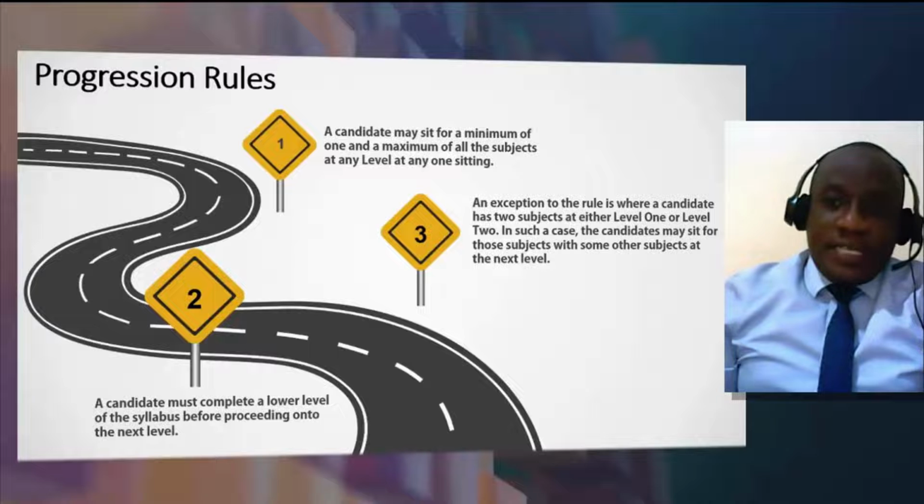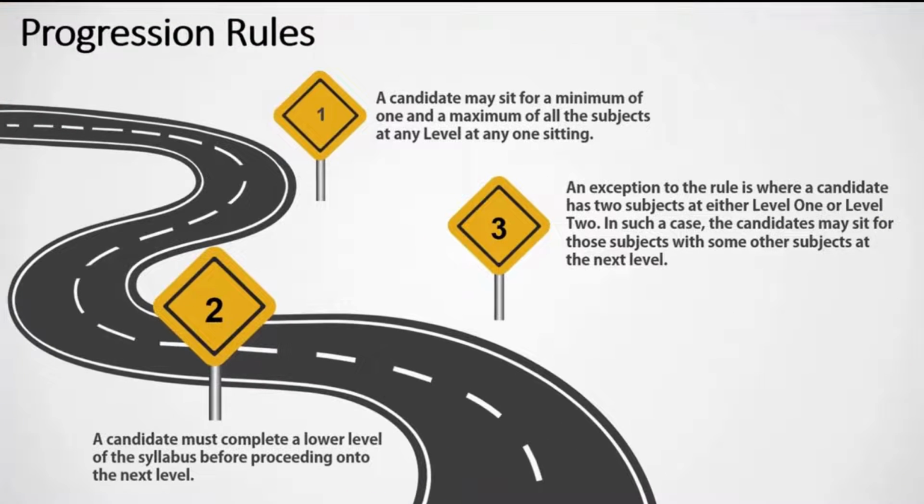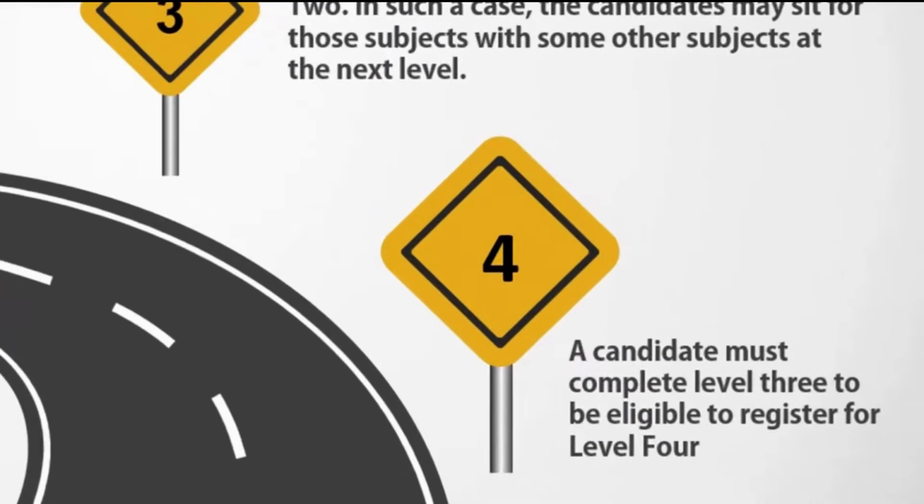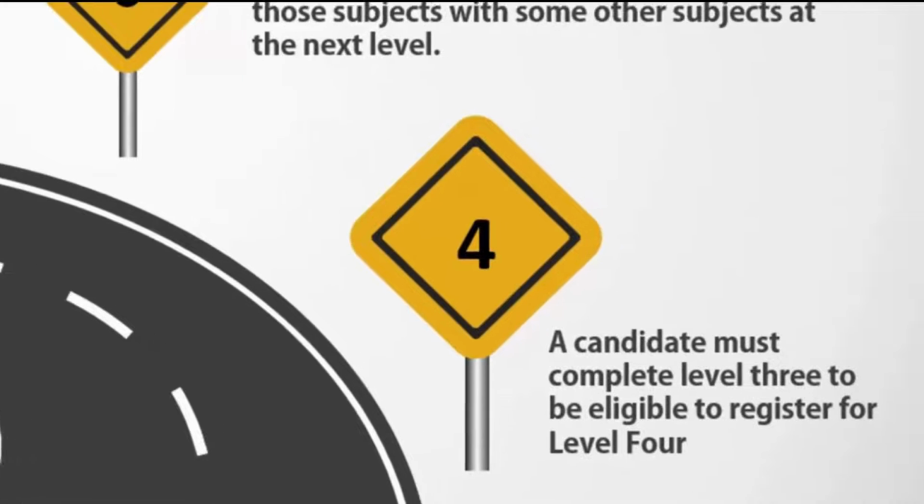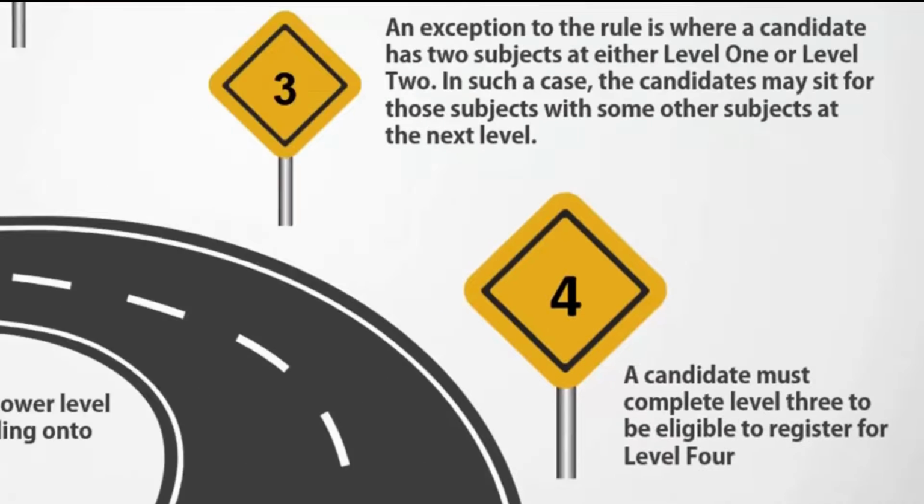But of course, we are saying you can take on two subjects either at level one or level two, assuming that you still have to complete level one and you intend to proceed to level two. Then the other rule is that a candidate must complete level three to be eligible to register for level four. So you must complete level three to be eligible to register for level four. So that is a very, very big limitation, something that is very, very important for you to note.